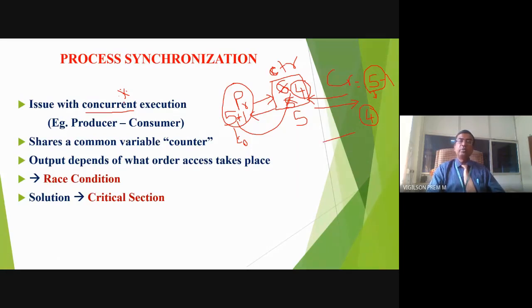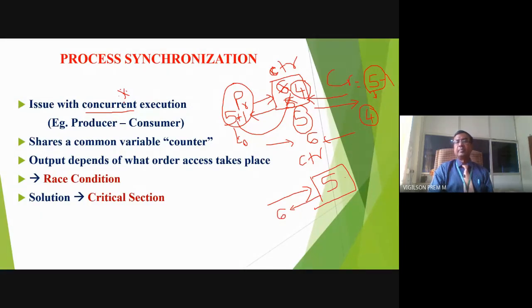Suppose the consumer finishes first and then the producer does its update, it will become 6. But in both cases, it will not be 5. Correct? And just think why this problem occurs. Same situation, if it happens like this, the counter value is 5. The producer is coming, takes the value 5 and makes it 6. Then it makes the counter value 6. Now after this, the consumer is coming and making it minus 1, 5. Now it is okay.